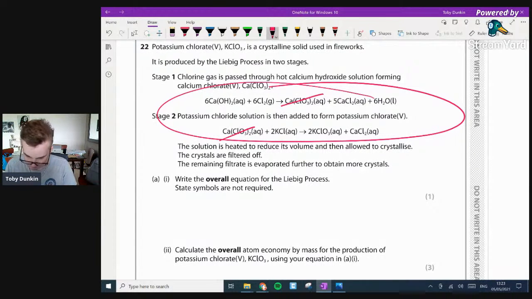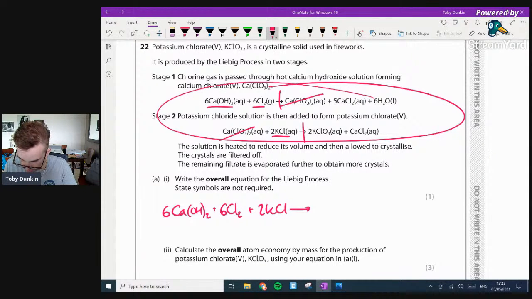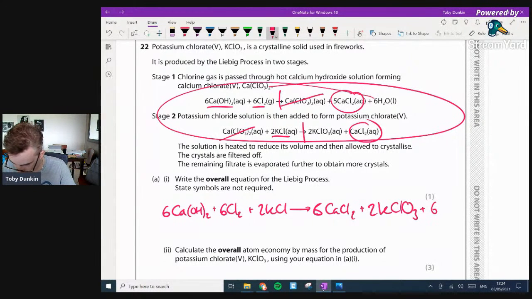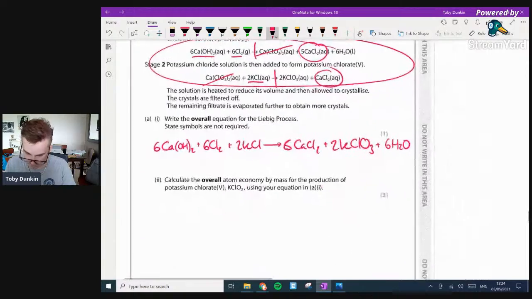So we've got 6 Ca(OH)2 plus 6 Cl2, that's these. Then that side's on the additional line there. So then plus 2 KCl goes to, that vanishes because it's an intermediate, 5 CaCl2 plus 2 KClO3 plus 6, because those two combine, plus 6 waters. I'm done. Should all add up.